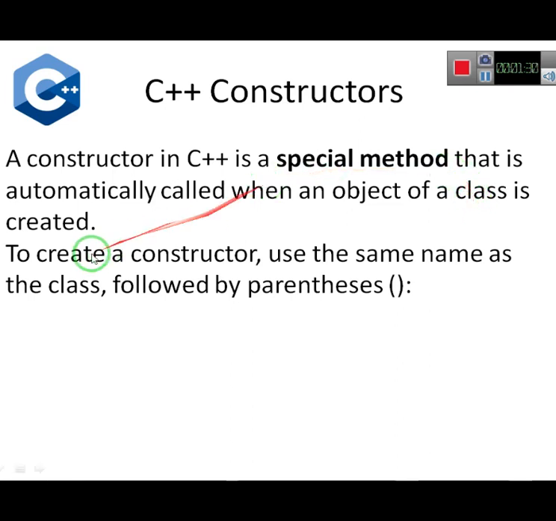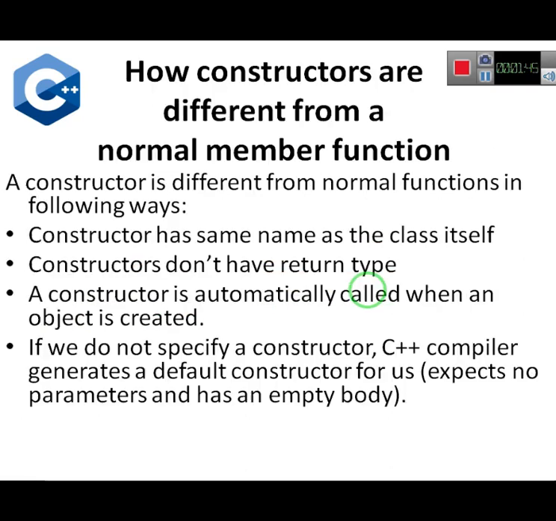Clear? So to create a constructor, use the same name as the class. Keep in mind that the constructor and class name should be the same, followed by parentheses. Now we will discuss how it is different from a normal member function. A constructor is different from a normal function in the following ways. Number one difference: a constructor has the same name as the class itself.